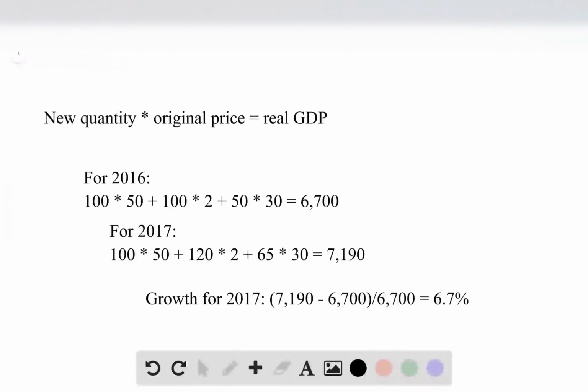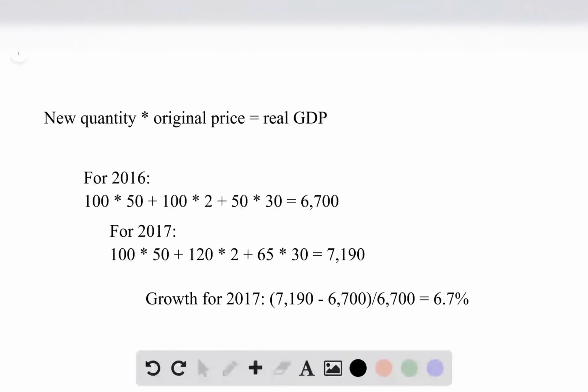Now for 2017, we do the exact same process. We take the three goods, the quantities they each have for 2017, and their original prices, and we multiply each one. So we have 100 times 50, 120 times 2, and 65 times 30. We have those three products, and we add them together, we get 7,190. All right? So that's our real GDP for 2016 and our real GDP for 2017.